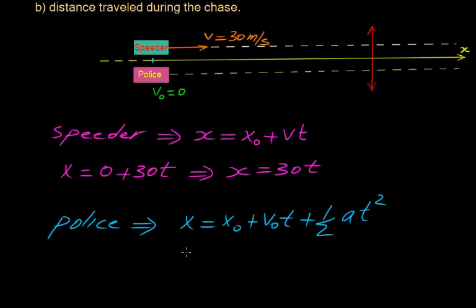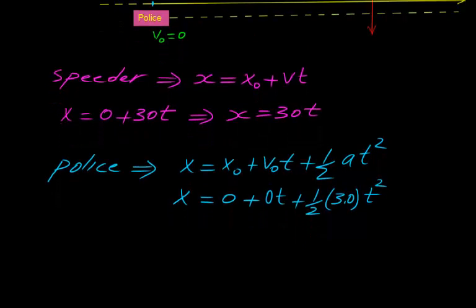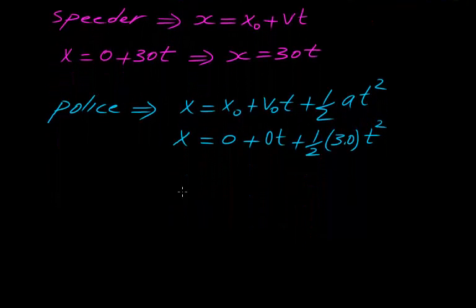Substituting the known quantities, we obtain x equals 0 plus v0, which is 0, times the time t, plus 1/2 times the acceleration of the police car, which is 3.0 meters per second squared, times the unknown time t squared. Simplifying this equation further, we obtain x equals 1/2 times 3, that's 1.5, times the time t squared.